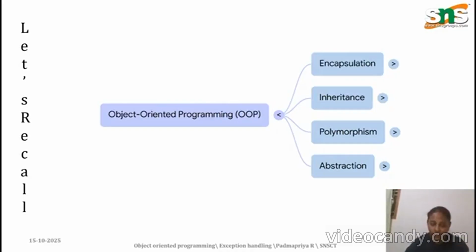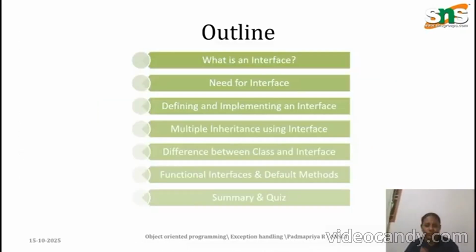With inheritance, we can inherit the behaviors and attributes or methods from one class to another class. Polymorphism is nothing but various ways to express the same thing. And abstraction is nothing but hiding the unnecessary information from the user. That is abstraction.